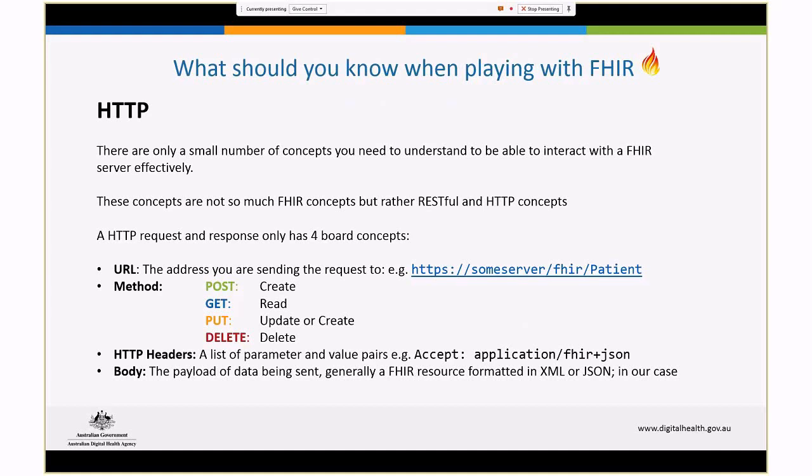And then we have HTTP headers. So headers are just a list of parameter value pairs. In FHIR, there's 2 that you really need to get your head around to begin with. There are some others which are more advanced things, but there are these 2 that are key to trip you up at the start if you're not familiar with them. And I'll talk about them on the next slide. And then the body. And the body is just the payload. It's just the FHIR resource that you're sending. Or it may be no body. If you're doing a search, you don't have to send a FHIR resource, so there is no body. But they're the 4 concepts you need to get your head around.